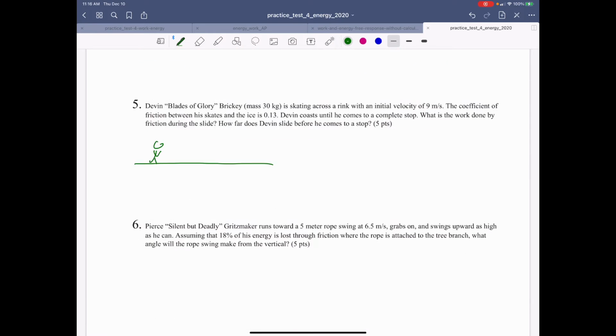Devin Blinn, skating across a rink with an initial velocity of 9 meters per second. The mu sub k between his skates and the ice is 0.13. That's the coefficient of kinetic friction. And he's going to slow down because of that friction until the final velocity is until he stops. And the mass, not that I imagine we'll need it, but Devin is a healthy 30 kilograms. What is the work done by friction during the slide?